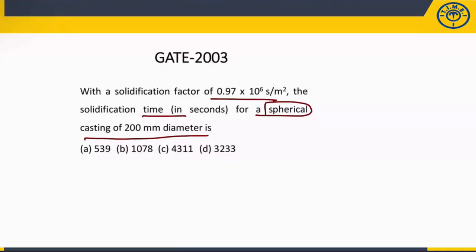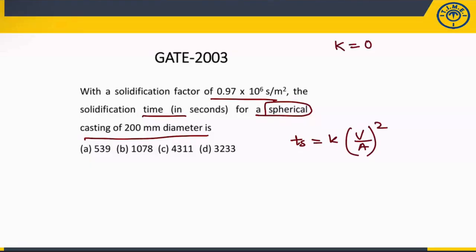So what is the answer you are getting? Solidification time in seconds. Please try to convert all these things into the same unit. Yes, very good. 1078 is the correct answer. Now, solidification time, you already know, is K into the volume by area ratio squared.